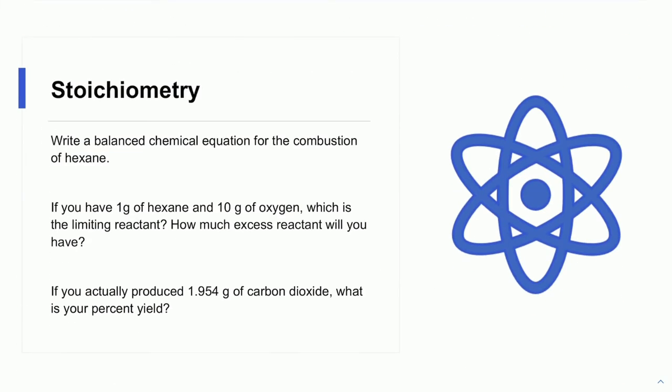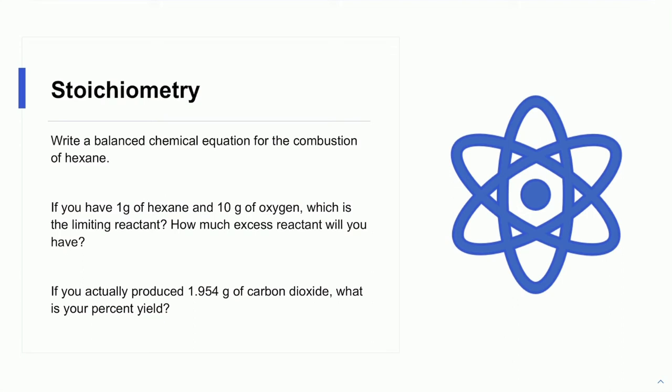Another stoichiometry question. It says, write a balanced chemical equation for the combustion of hexane. Okay, so you should know stoichiometry refers to the relationship between the amount of reactants that you have and the products, before, during, and following chemical reactions. And a lot of people, when they think of stoichiometry, think immediately of balancing chemical equations, and that's really all it is. So in this case, they're asking us to write a balanced chemical equation for the combustion of hexane.